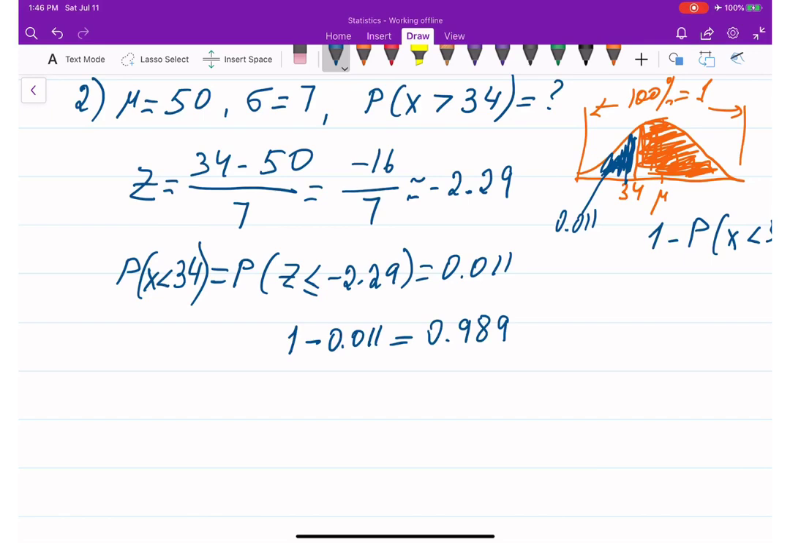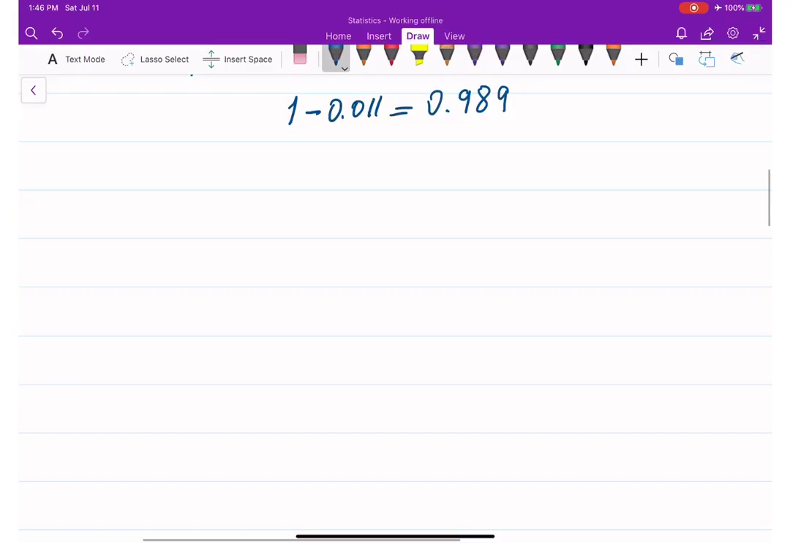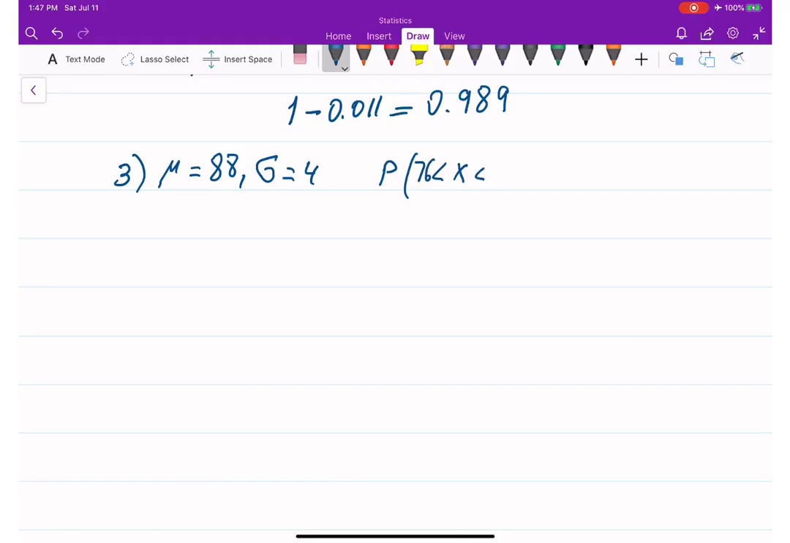All right, now let's solve third problem. Assume the random variable x is normally distributed with a mean is equal 88. Standard deviation is equal 4. We need to find probability for x is greater than 76 and less than 80.